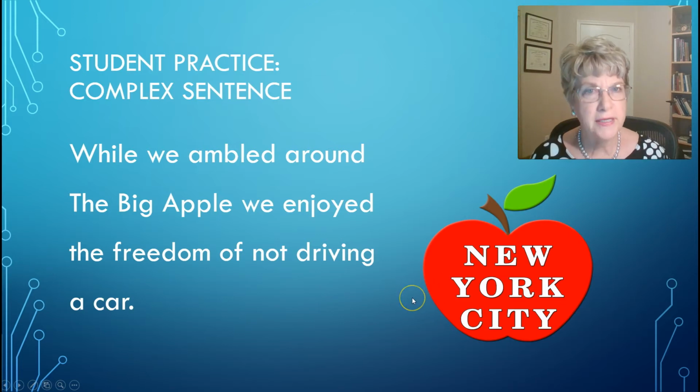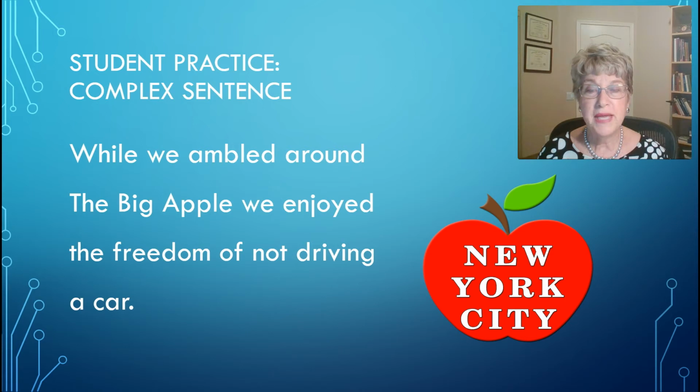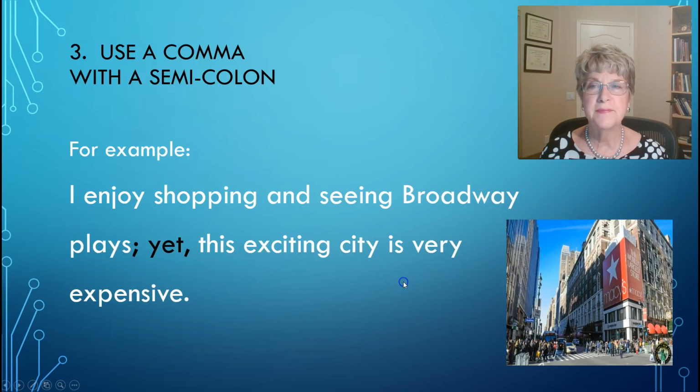Let's do a student practice to reinforce that. While we ambled around the Big Apple, we enjoyed the freedom of not driving a car. Where do you think that comma goes? Note the subordinating conjunction, so that means we have a dependent clause. So at the end of that dependent clause, yes, right here, we're going to put a comma between Apple and we. I think you have this.